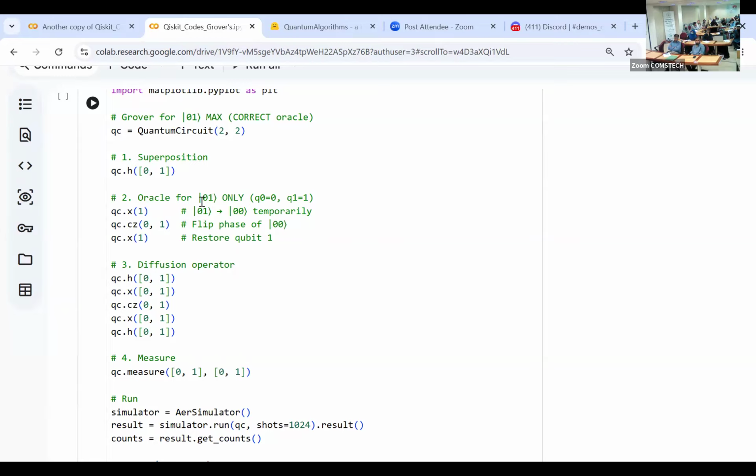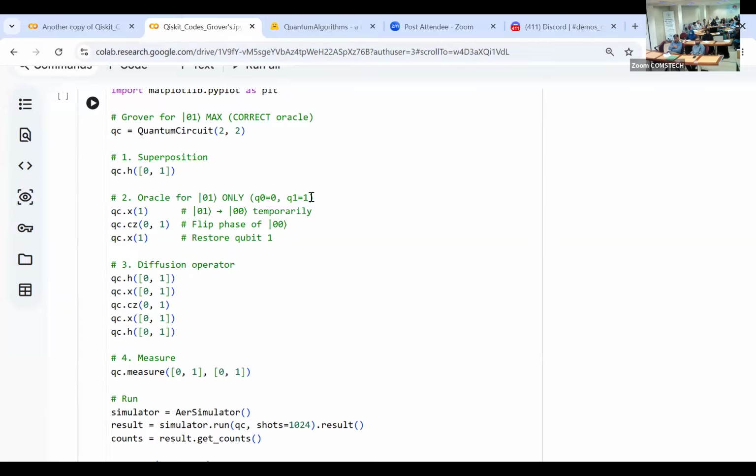Now we are going to apply the X gate onto the 0 state to make it 1. We have now the 1, 1 state temporarily. Oh, 0, 0 state, sorry. On the first qubit, that is Q0, it is 0, and the second qubit is Q1.